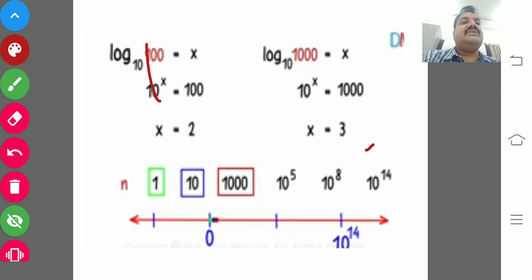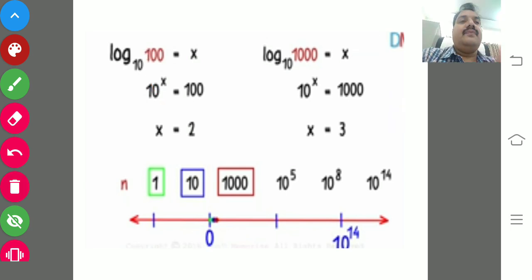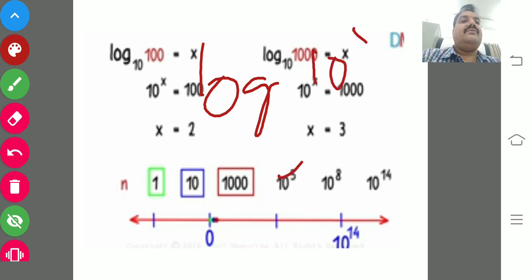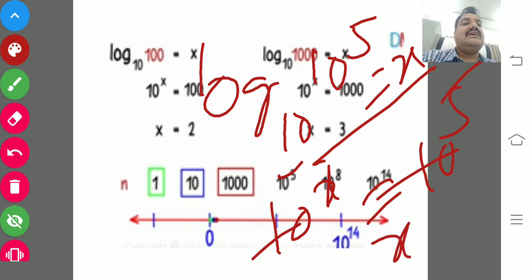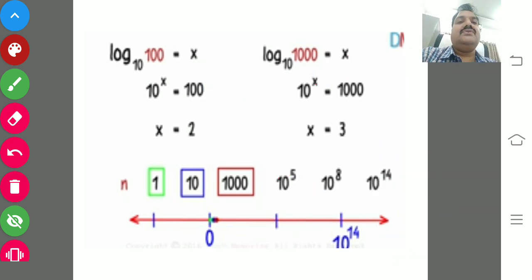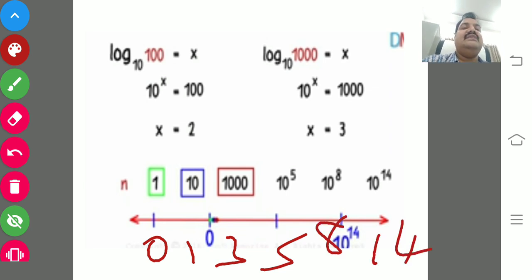Now the third one, already here 1000. log 1000 base 10 equal to x, 10 power x equal to 1000, x equal to 3. Yes, here 0, here 1, here 3. Now log of 10 power 5 base 10 equal to x. So 10 power x equal to 10 power 5. Equal bases cancel. Answer is 5. So you can write here 0, here 1, here 3, here 5. Similarly, 8 and 14 will follow.